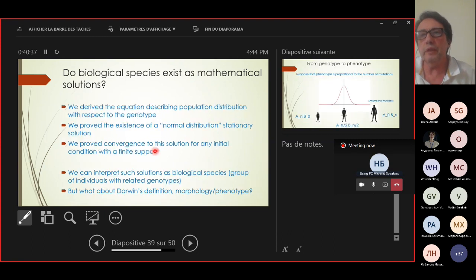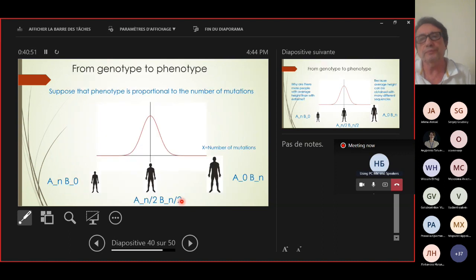So the next question then is, okay, suppose that we do all that, but then how is this related to Darwin's definition, to morphology and phenotype. So this is the next question I am going to shortly discuss. In fact, to make a link between the genotype and the phenotype, we need to make one more assumption, that phenotype is proportional to the number of mutations.